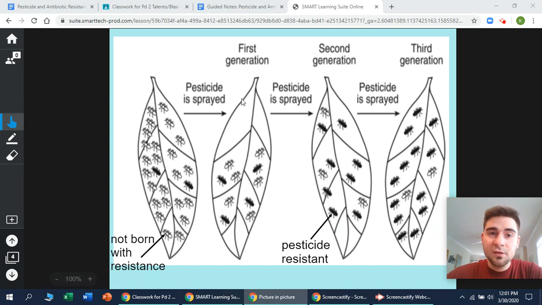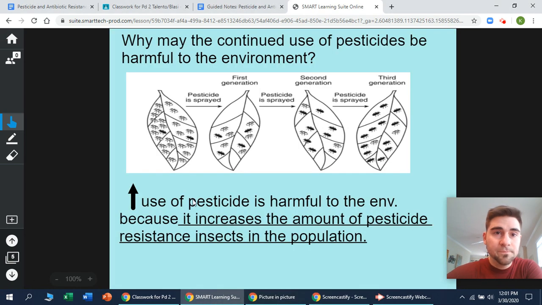So naturally, the insects that are born with pesticide resistance survive. They're the ones to reproduce. So insects with pesticide resistance are selected over time to survive and reproduce more often. So pesticide resistance increases over time, right? So that's what natural selection results in. It results in more of one variation than the other. Okay, so this is pesticide resistance.